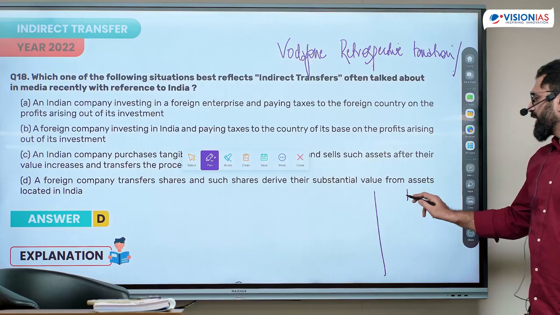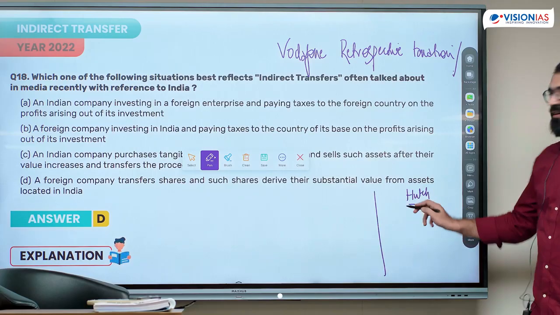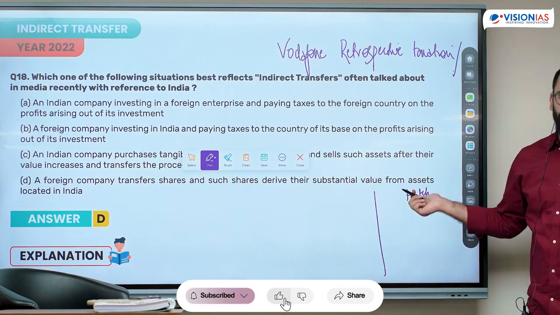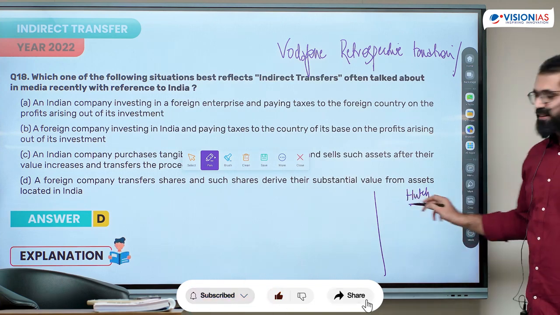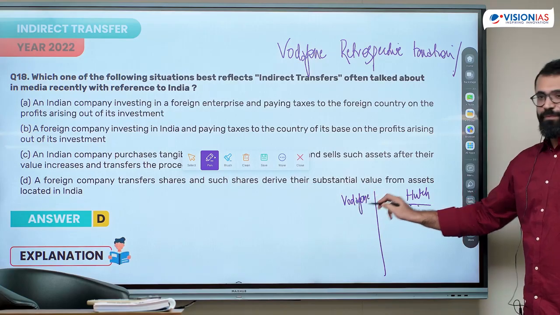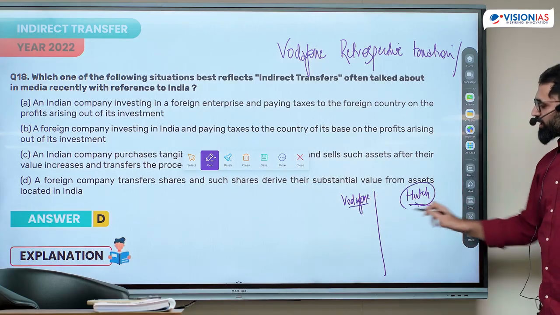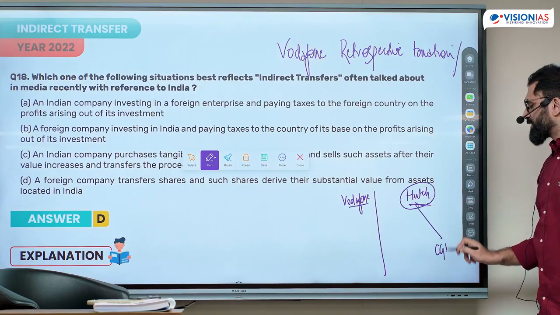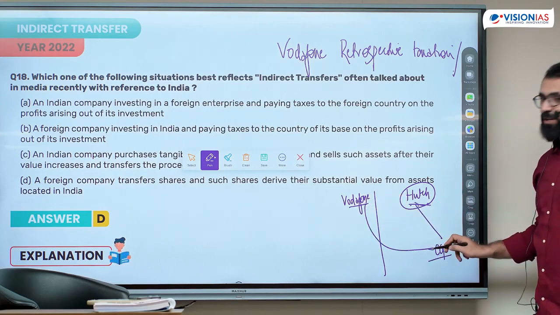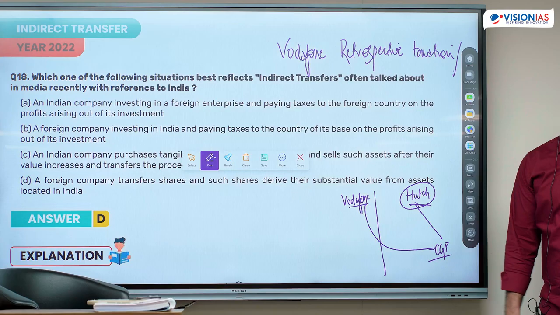There was a company, Hutch in India. This was the telecom company, a UK company, Vodafone wanted to buy this. But the owner of the Hutch company was in the Cayman Islands, called CGP Investments. So what Vodafone did was, Vodafone directly from CGP Investments bought the ownership of Hutch.